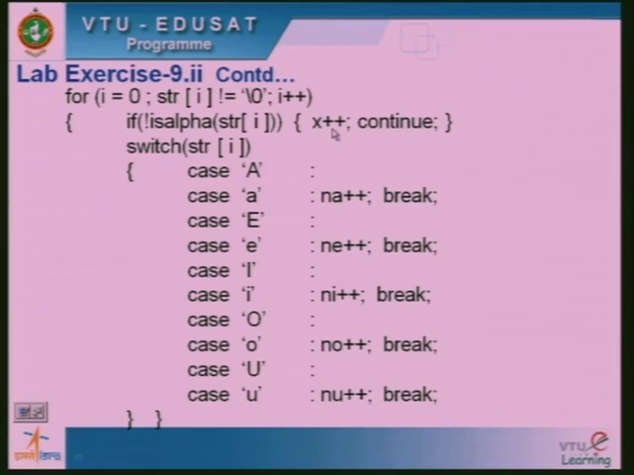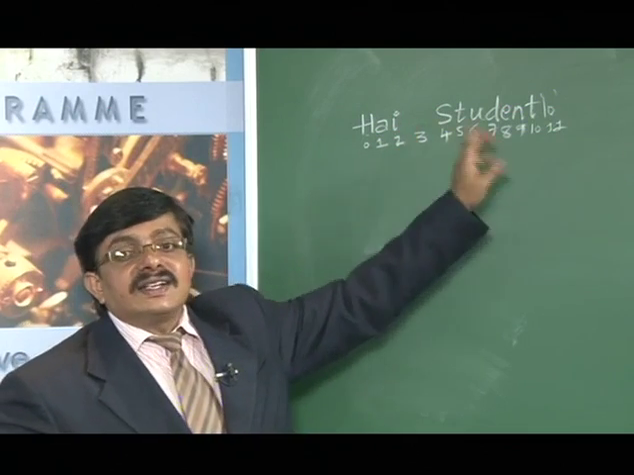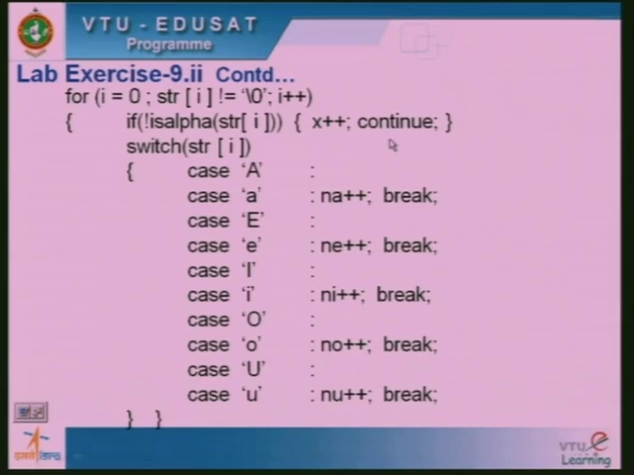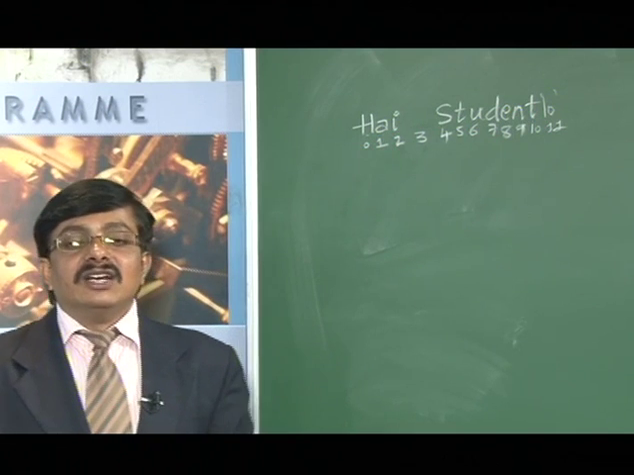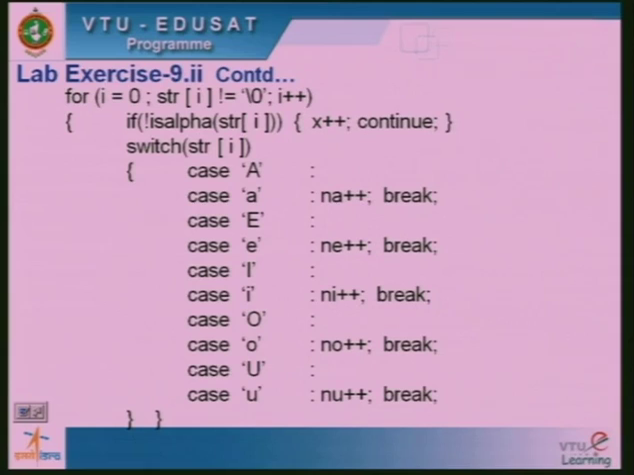X plus plus, why do I do this? This is an extra character in the sentence, I increment that and then continue, which means I no need to check whether it is a vowel or not. I do not need to perform this redundant operation, because when it is not an alphabet, there is no question of asking whether it is a vowel. So, I do not need to execute this. So, what I do now is go with the statement continue.